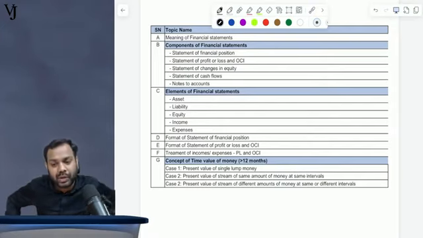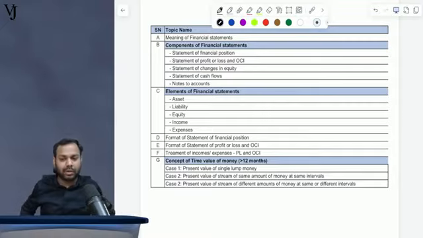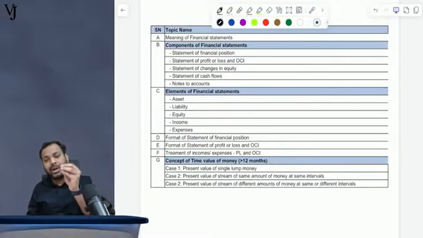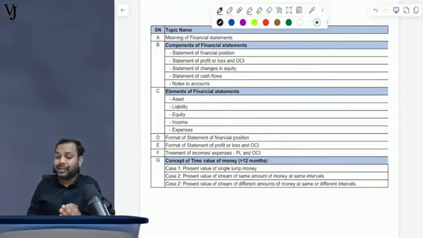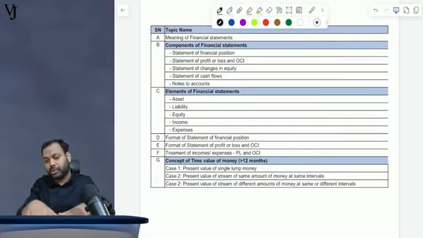Is there any situation where both IAS and IFRS are applicable? No, no. For a particular transaction, there can be either IAS or IFRS, not both.